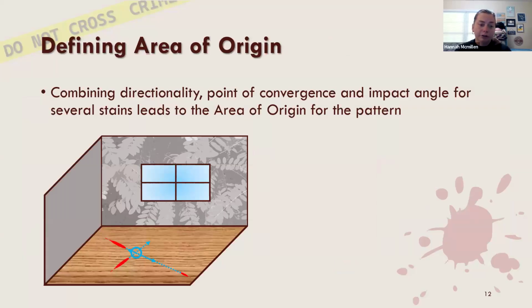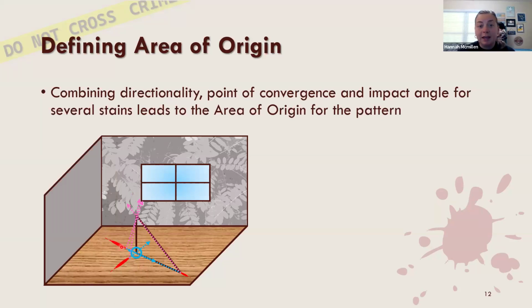So, defining area of origin. When you're looking at the area of origin, we're combining directionality, the point of convergence, like what we talked about, following multiple reverse vectors back to one spot, and impact angle for several stains, which leads to the area of origin for the pattern. What we can see here in the figure is, let's say we're in a room, we have our blood stains on the floor, and we have a point of convergence here. When we then superimpose a right triangle in that area along that point of convergence, we're then going to be able to use our impact angle.